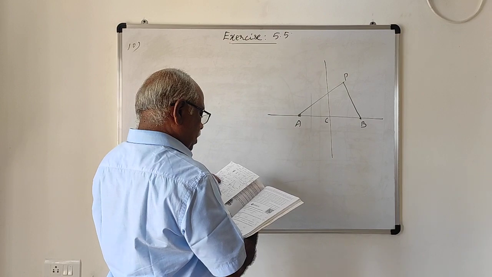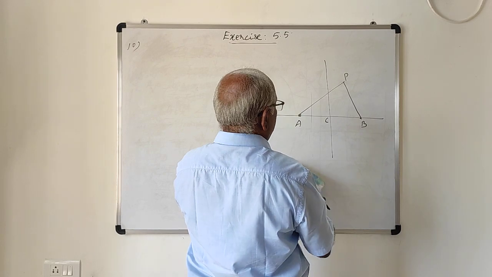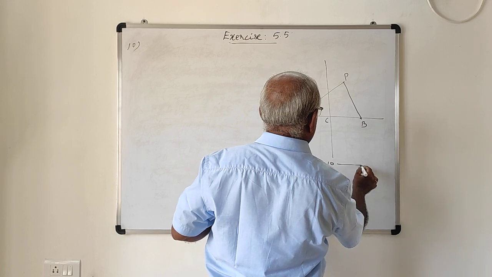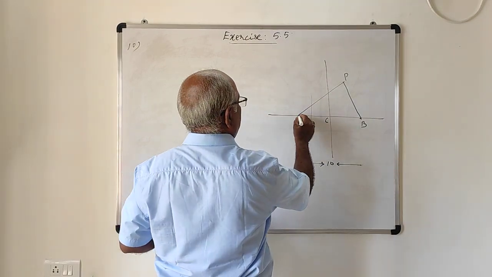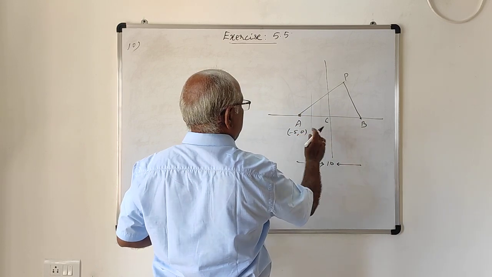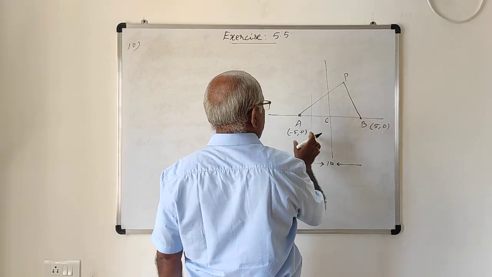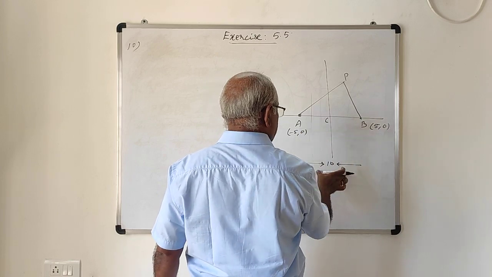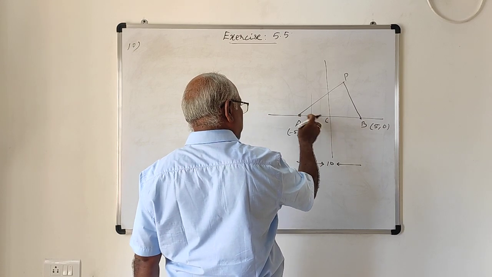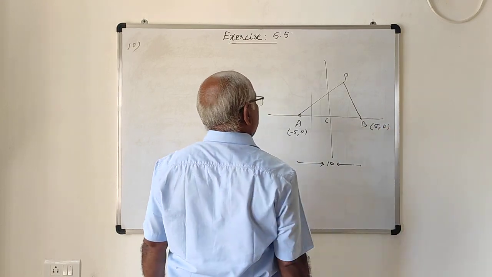See, what is given in the problem? Points A and B are 10 kilometers apart. Therefore, C is the origin, the center, and this point is minus 5, 0 and this is plus 5, 0. 5 plus 5 is 10 kilometers. On the graphical representation, point A is minus 5, 0, and the y coordinate is 0, therefore B is 5, 0.